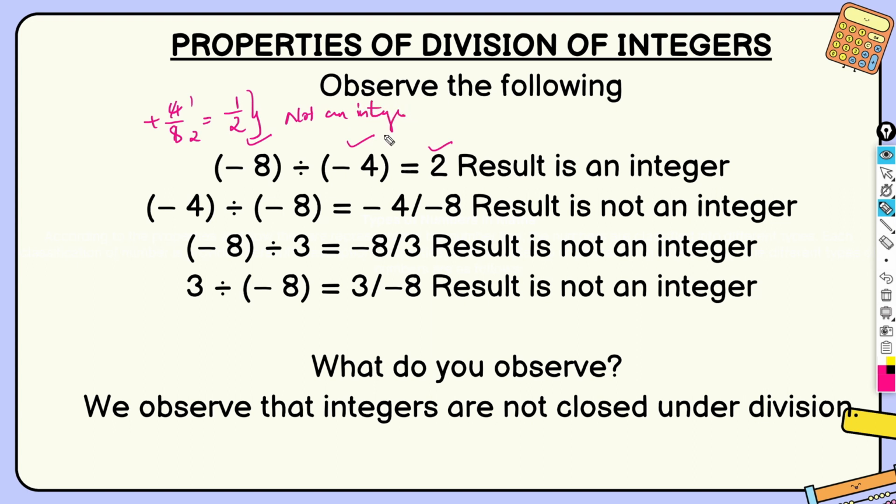because integers are 1, 2, 3, 4, 0, minus 1, minus 2, minus 3, such numbers. If there is a ratio of any numbers, these numbers are called rational numbers. So these are not integers. Similarly, if we see minus 8 by 3, this is also a rational number. This is not an integer. So we observe that integers are not closed under division. Closure property of division of integers is not applicable.